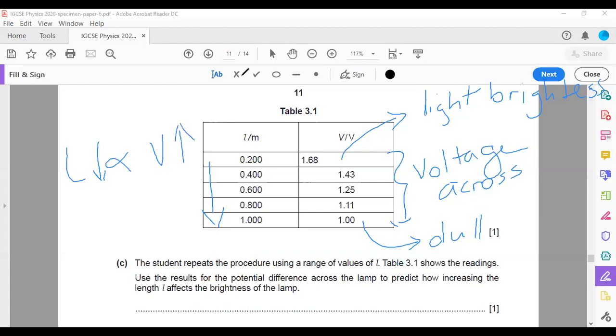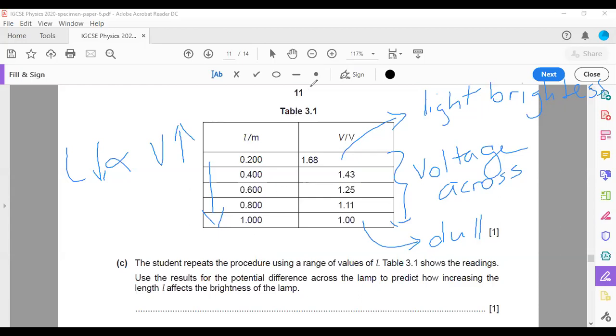They said here in the question, state the student repeats the procedure using a range of values of L. Show the readings. Use the results of the potential difference across the lamp to predict how the increase in length affects the brightness of the lamp. So exactly what we see here.